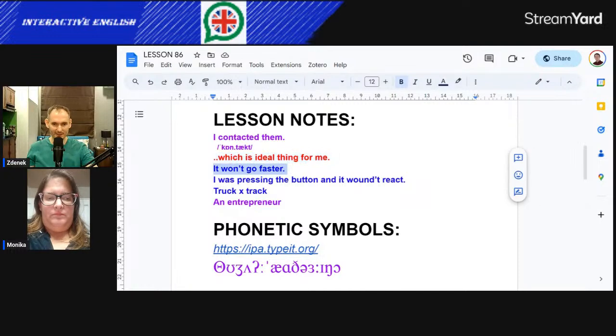This is something I really like when you said this, Monika. You use the verb will in this way: it won't go faster, and then you used it again in a different sentence. I was pressing the button and it wouldn't react, which is a similar thing, but this time it's wouldn't. So can you explain to us? I think you know very well what it means. That's why you used it. How is this used? Why do we use won't here and wouldn't in the second case?